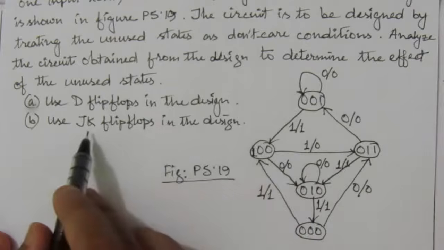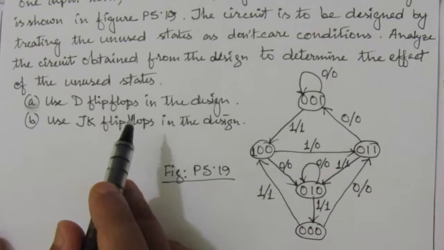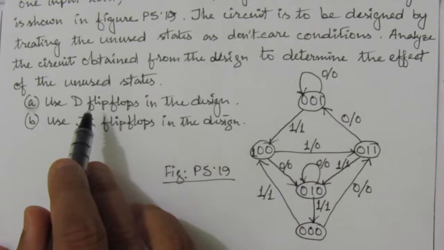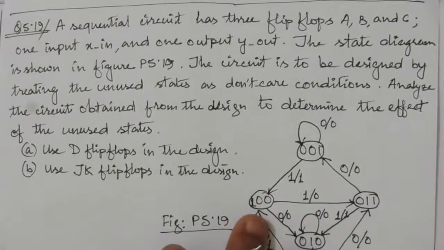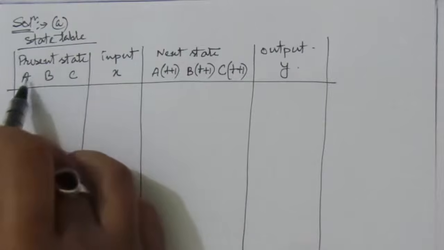Here we can see that for D flip-flops, the input and the output are the same. We can directly take the D inputs as the next state output of the flip-flops. So first of all, we have to find the state table, and after finding the state table, using K-map, we have to find the state equations, and after finding the state equations, we will draw the logic circuit. So here we'll have the present states A, B and C.